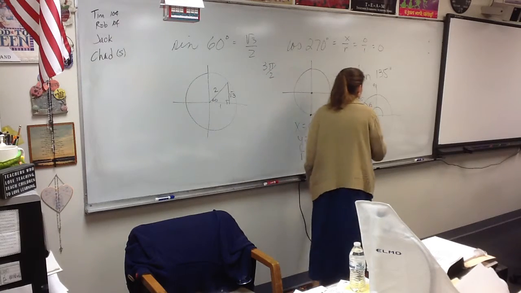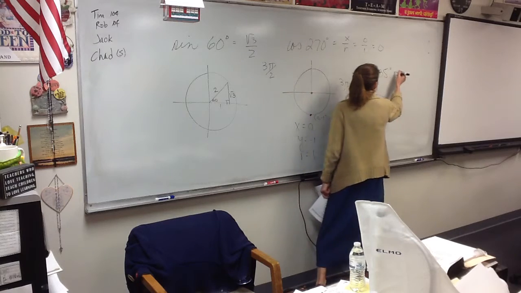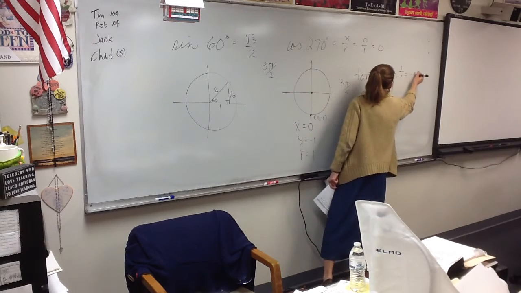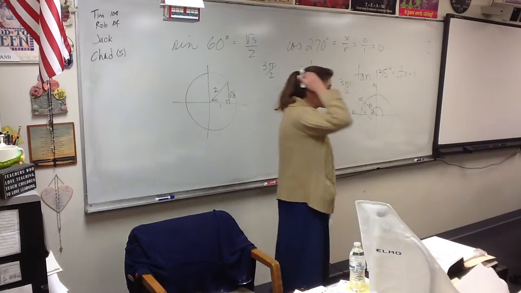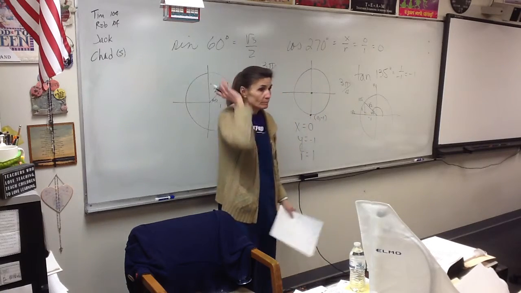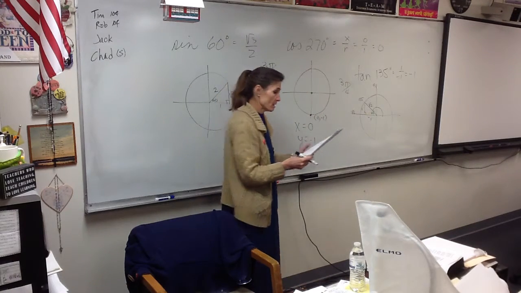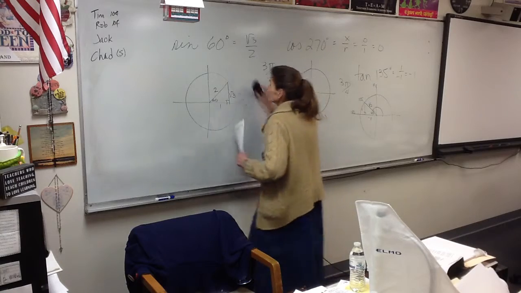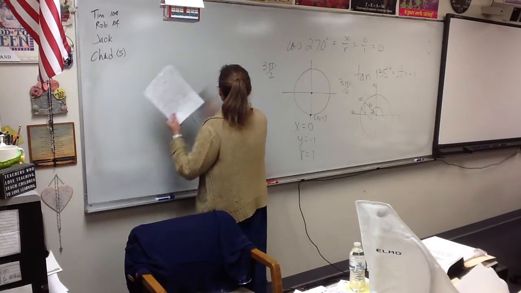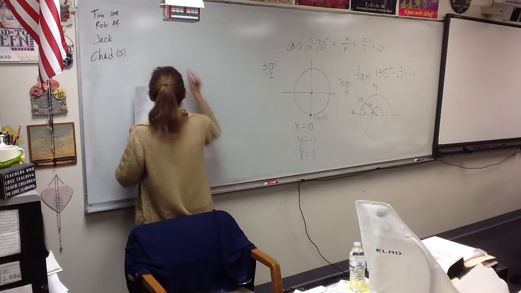Now, what's the tangent? Tangent is opposite over adjacent. That's 1 over -1, which is -1. Anybody have a question about that? And the last one is the secant of 300.